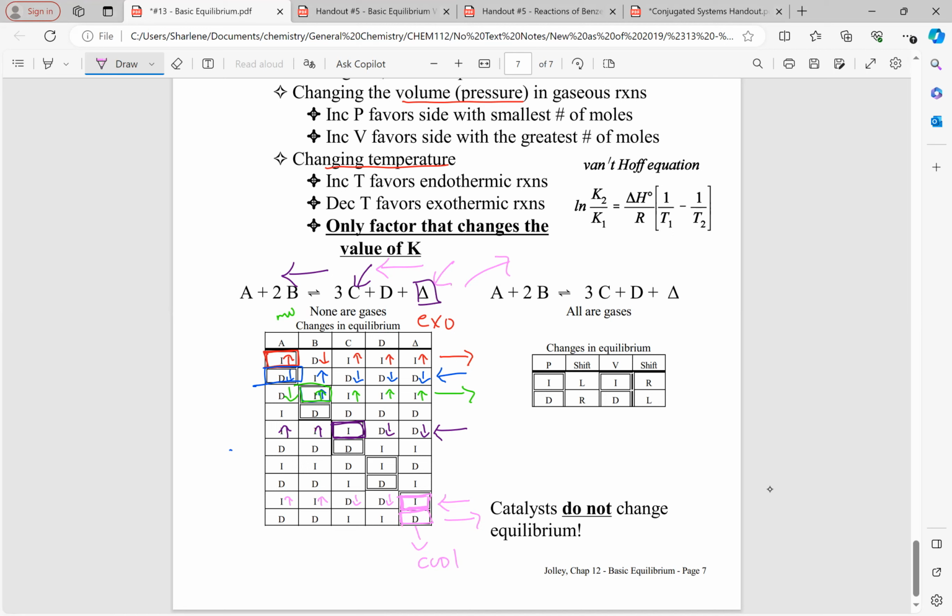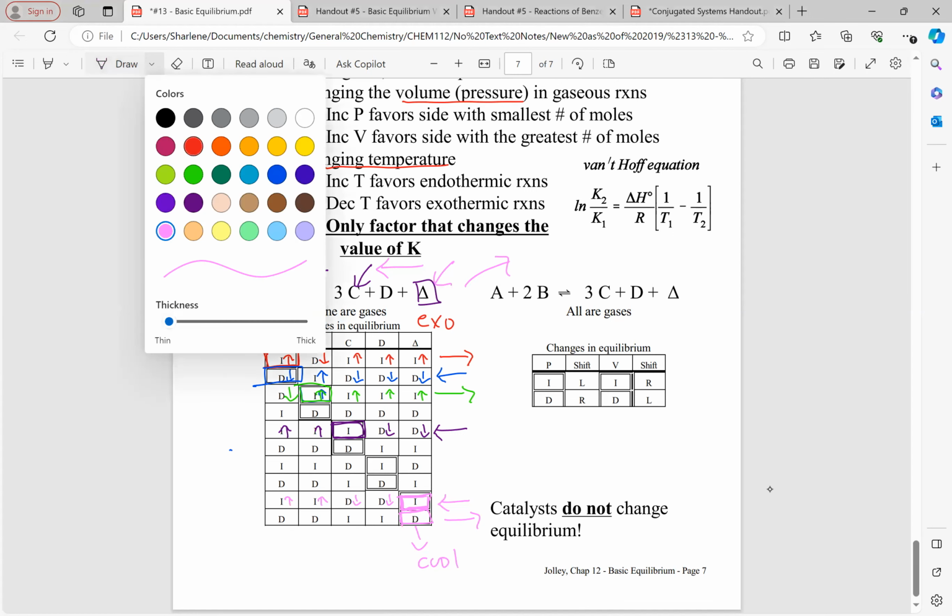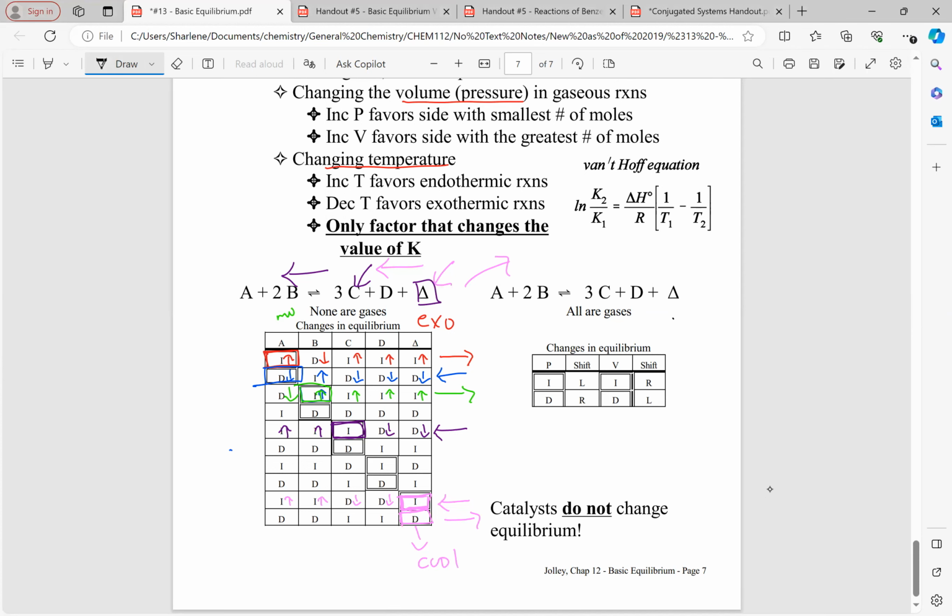Well, what happens if there's gases in there? Well, then you just have to take into account pressure and volume, because that can change. Go back to black here. All right, so in this case, A plus 2B is going to 3C plus D. All of them are gases. So everything that we just did is valid, but we're also going to add changes if I change the pressure and the volume.